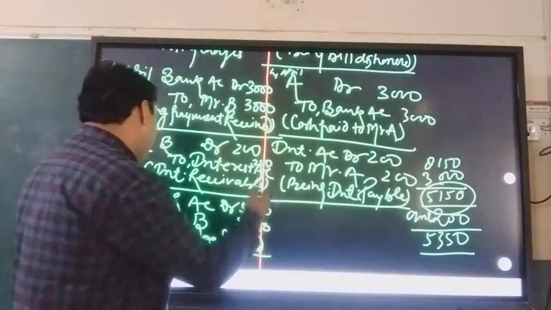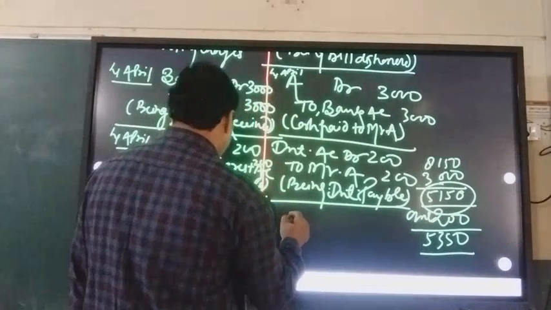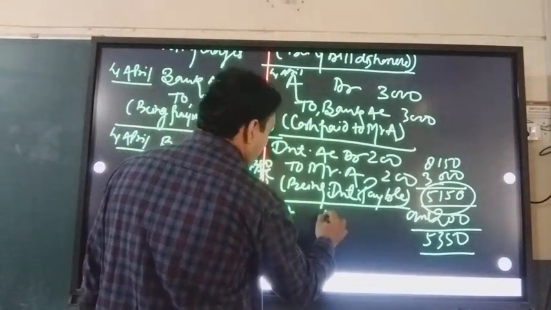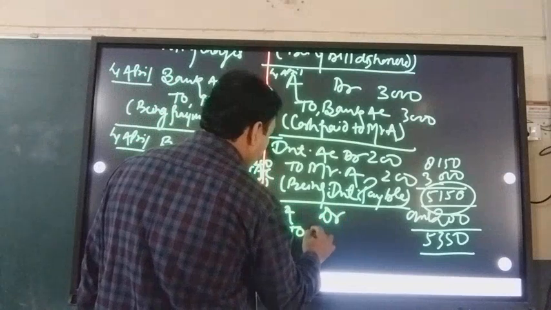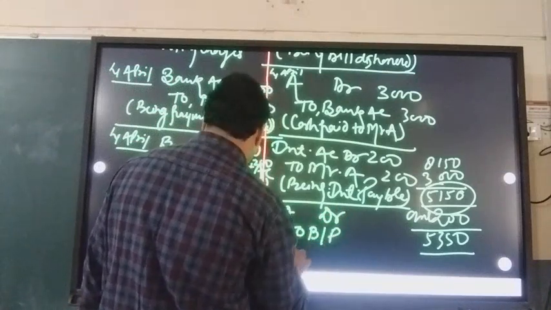Now see the next entry in the books of drawing. A debit and to what? To BP.